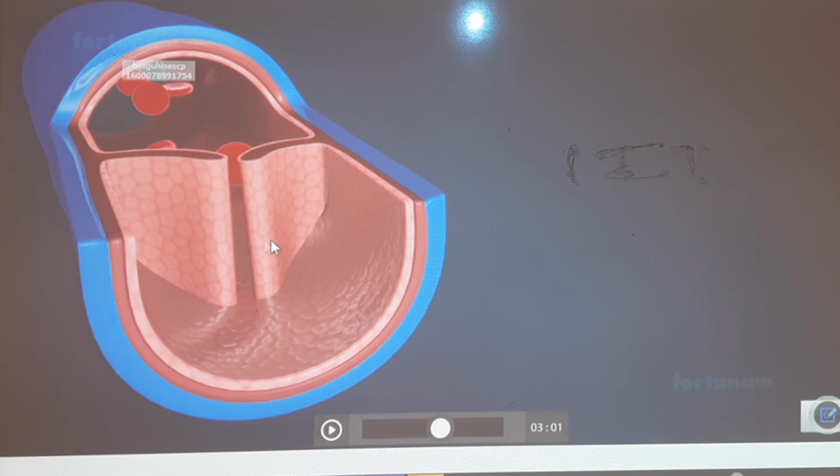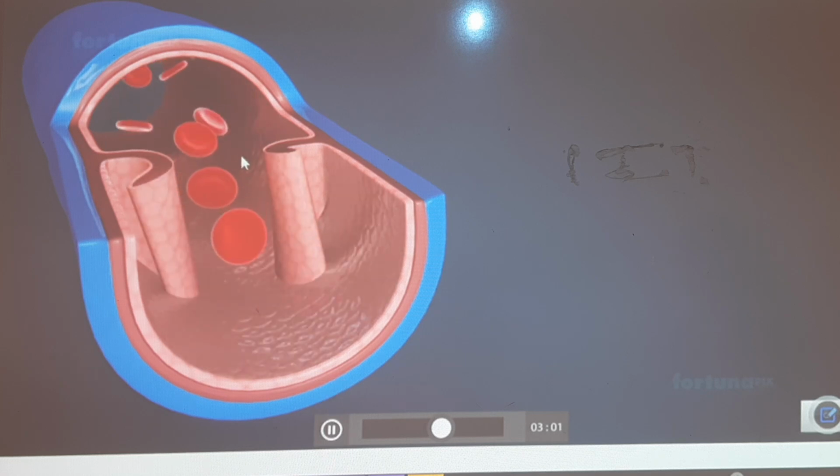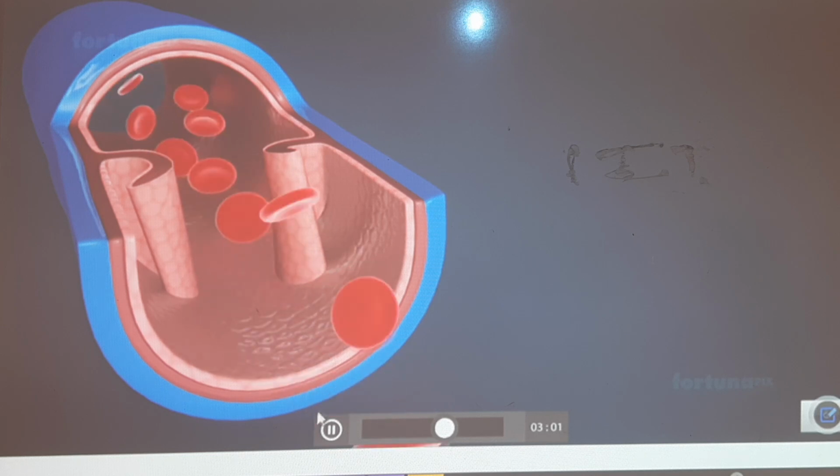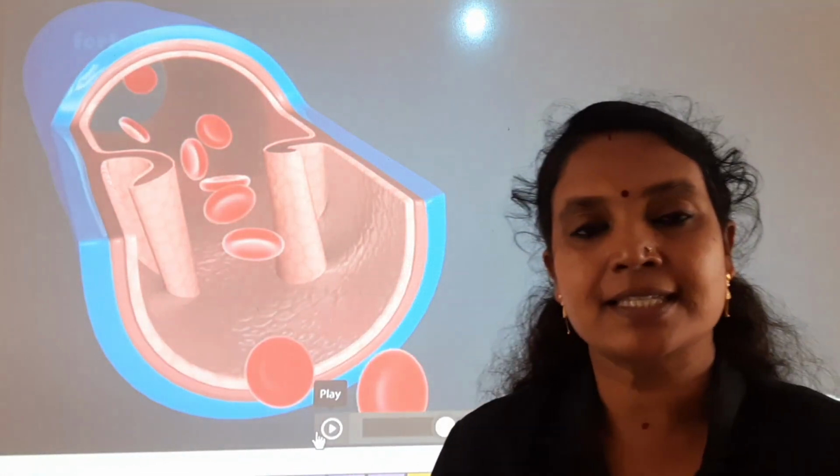So these valves ensure the flow of blood in only one direction, that is towards the heart. Okay. Then here you can see the blood flows with a low speed and a low pressure. The reason is that the veins bring blood back to the heart, so normally the pressure and the speed of blood will be low inside the veins.